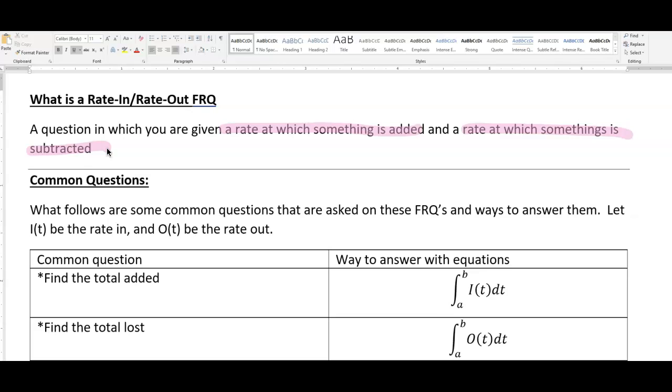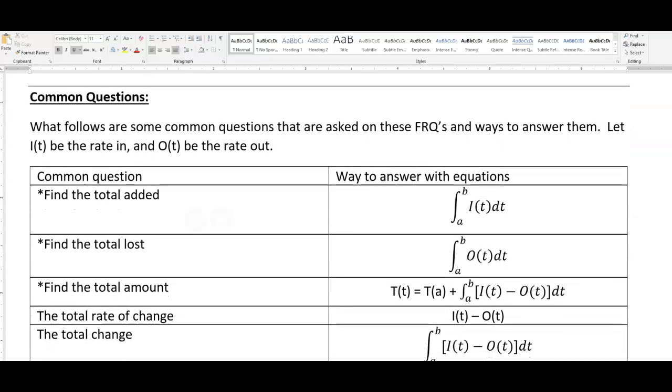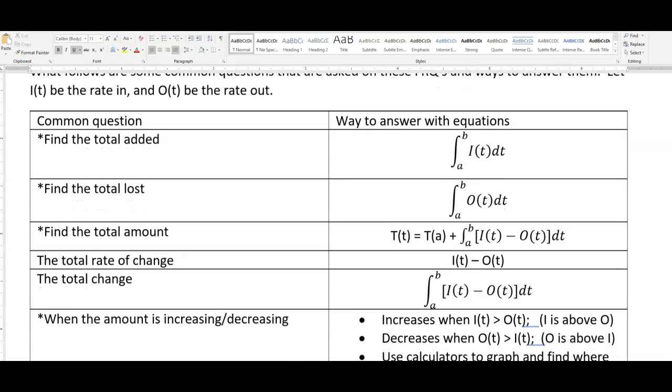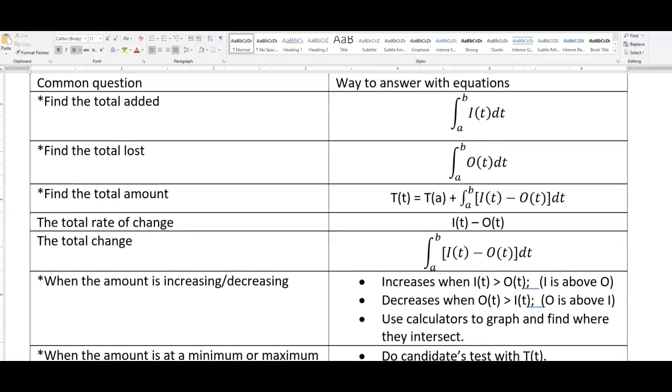Now, the regular type of question, if you will, for these is ones where they give you an equation. They're usually calculator based, but it's possible that they could give it to you as a graph as well, in which case it's kind of like a derivative graph given question also a little bit at that point. So these questions, let's go ahead and take a look at the common questions here. We're going to say that I of t represents the rate in and O of t represents the rate out. So here are the more common types of questions that could be asked here and how you do them.